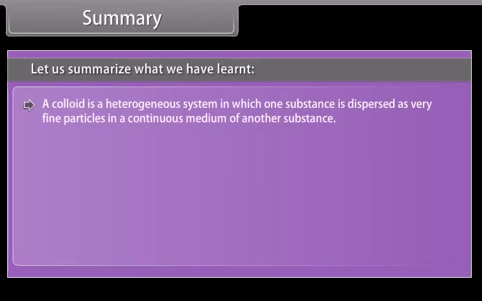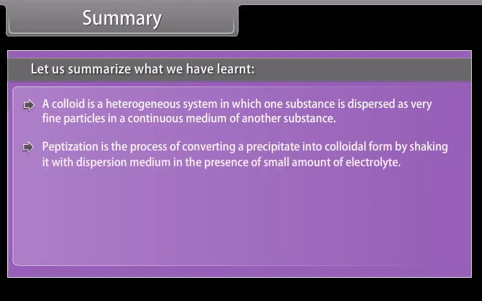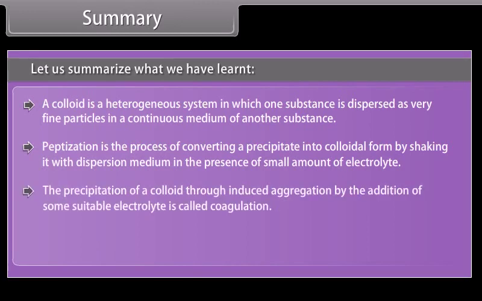A colloid is a heterogeneous system in which one substance is dispersed as very fine particles in a continuous medium of another substance. Peptization is the process of converting a precipitate into colloidal form by shaking it with dispersion medium in the presence of small amount of electrolyte. The precipitation of a colloid through induced aggregation by the addition of some suitable electrolyte is called coagulation.